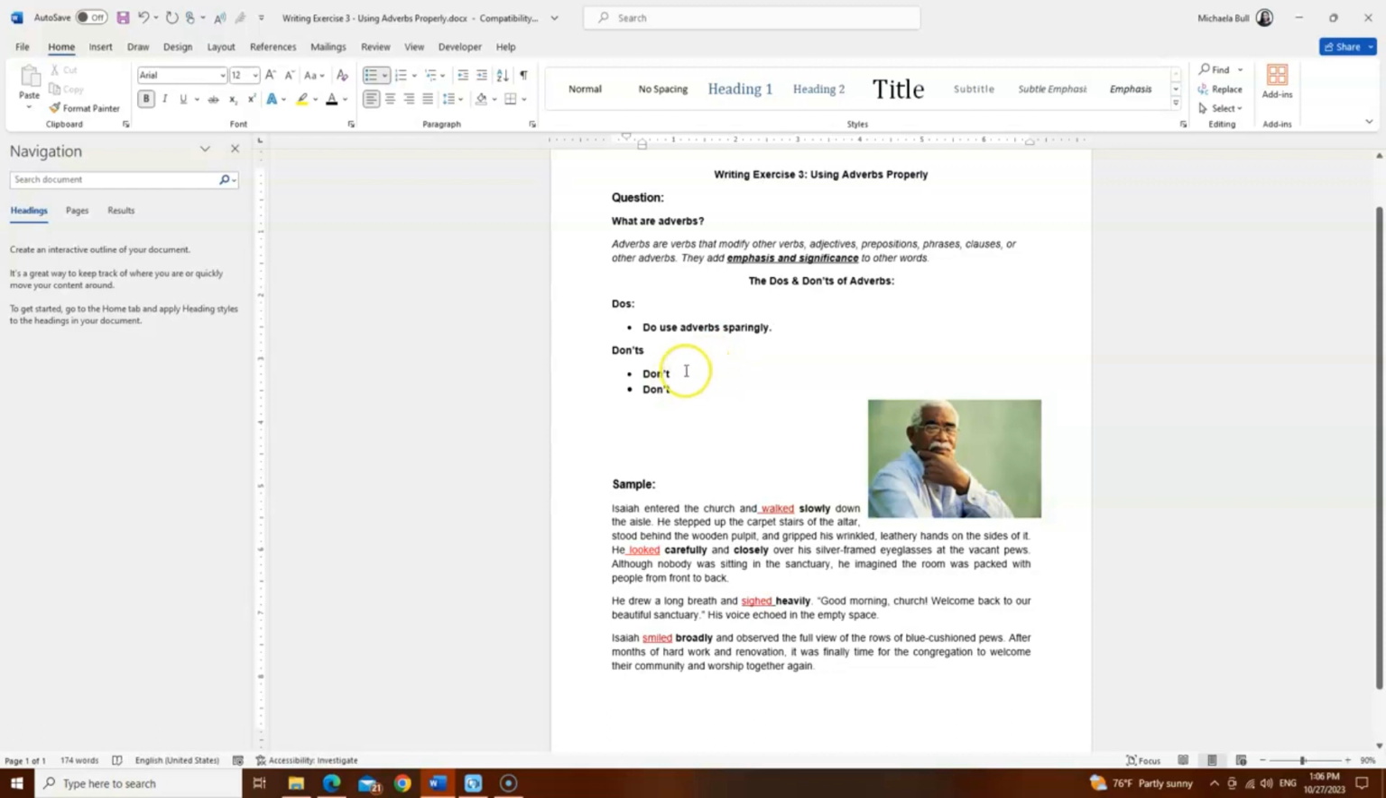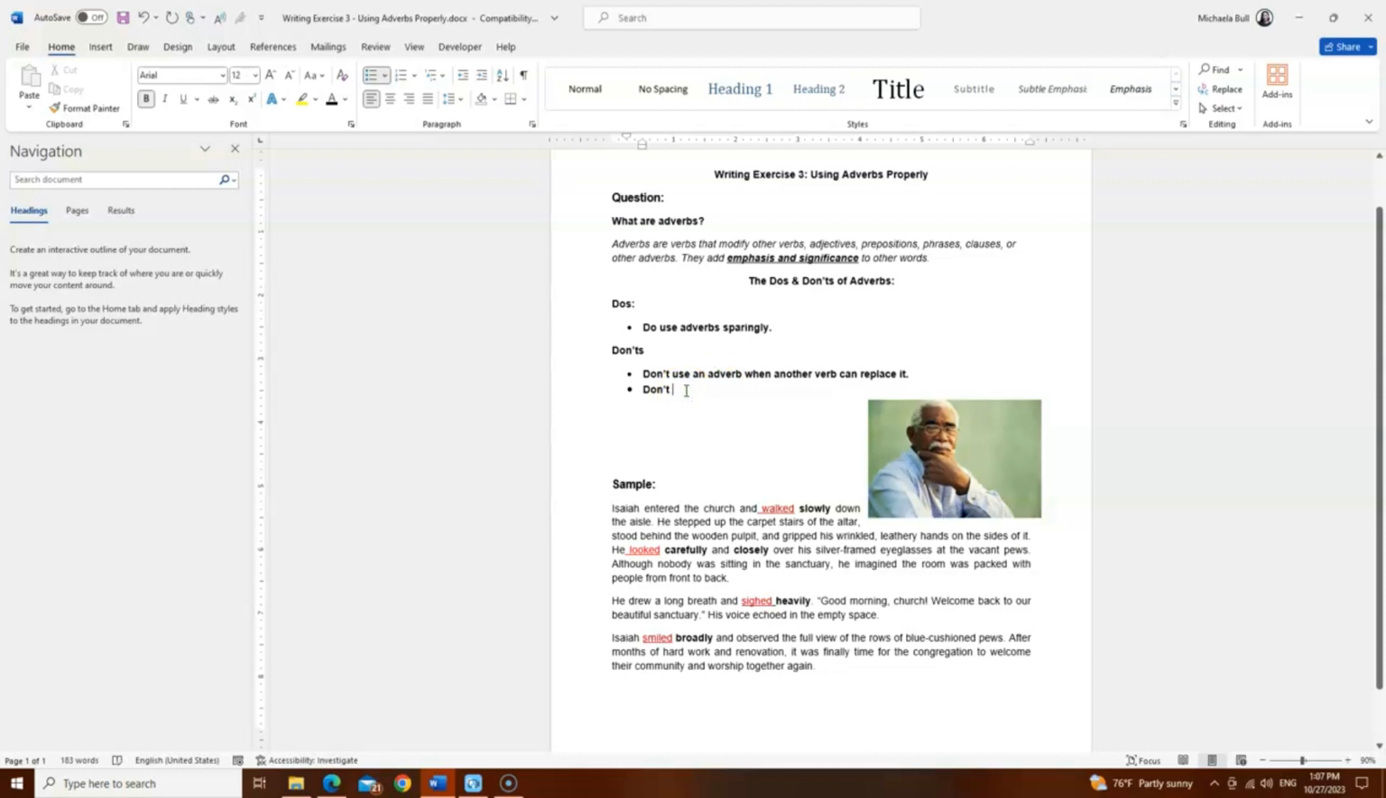The first don't that I have is don't use an adverb when another verb can replace it. In some cases, you may not actually need an adverb because there's another verb that actually means the same thing as the adverb is doing to modify another verb. So that is the first don't to keep in mind.